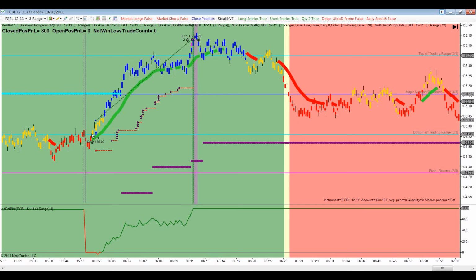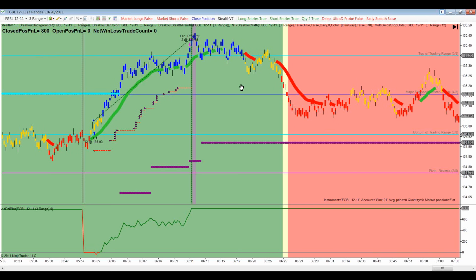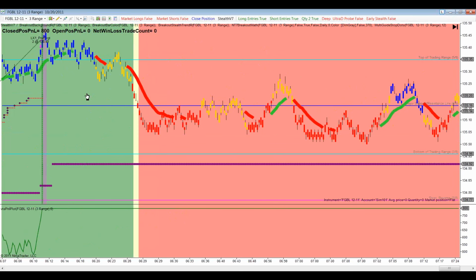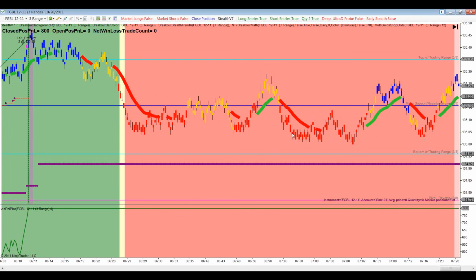This is the Bund again trading. Caught a very nice trade early on. Two contracts basically went out at your 800 big green, which is 400 per contract, right? And then what did we do after that? We basically got into this chop. Chop here, here, here, and here.